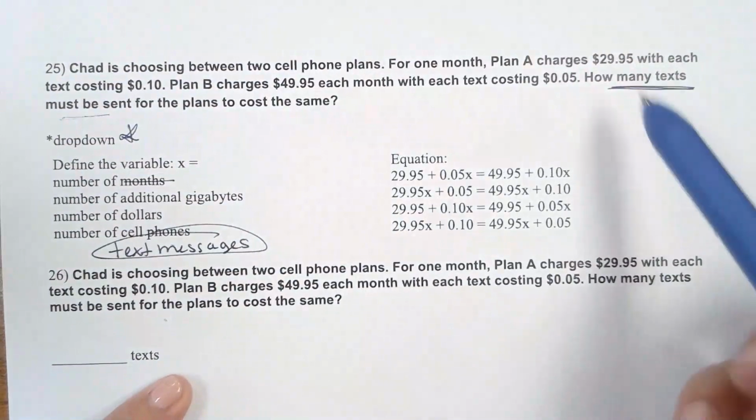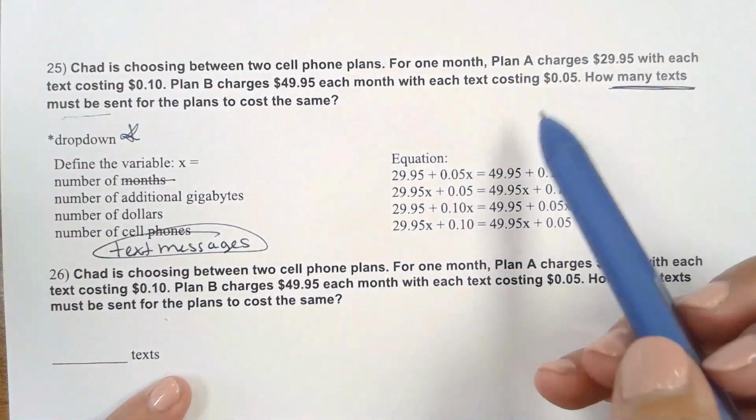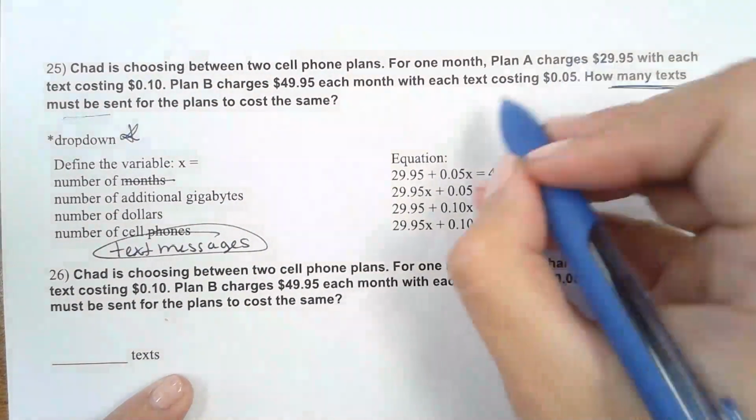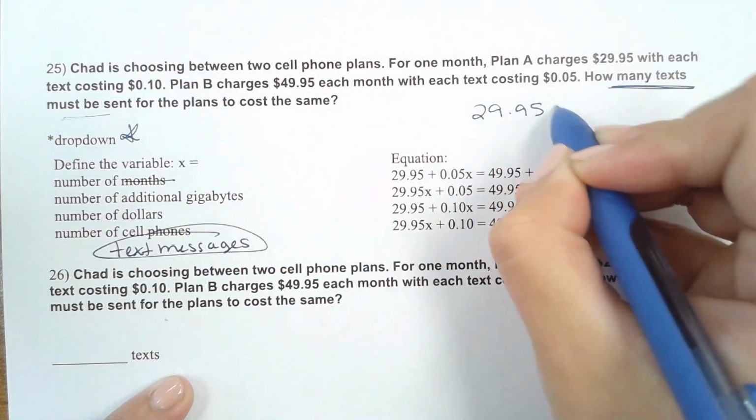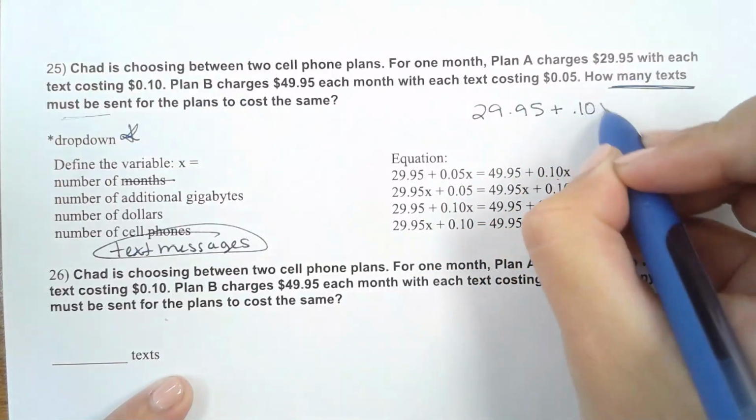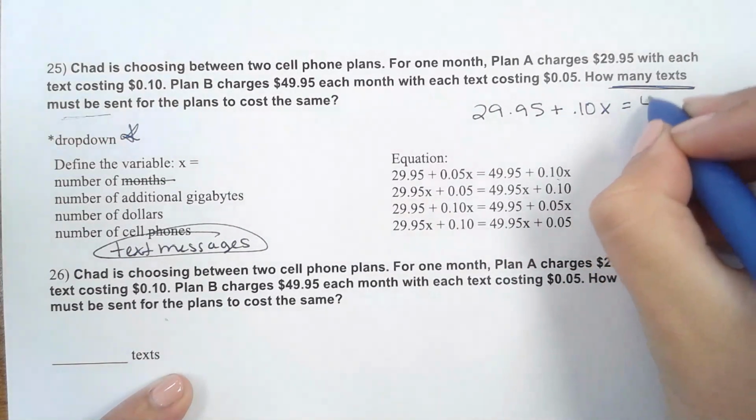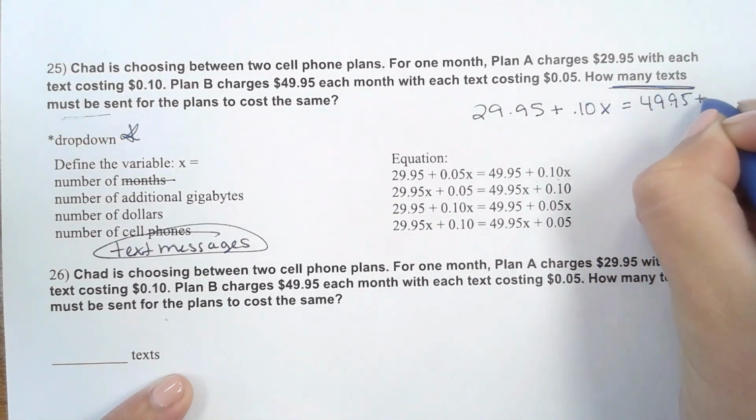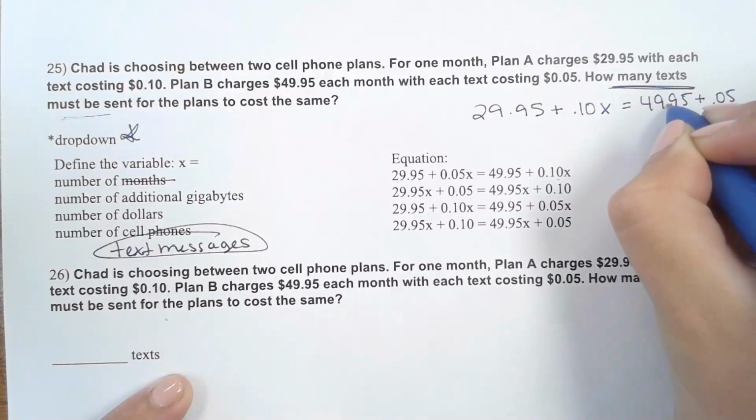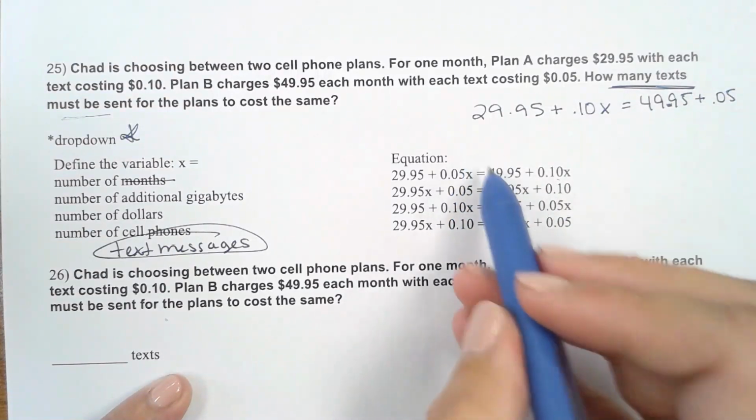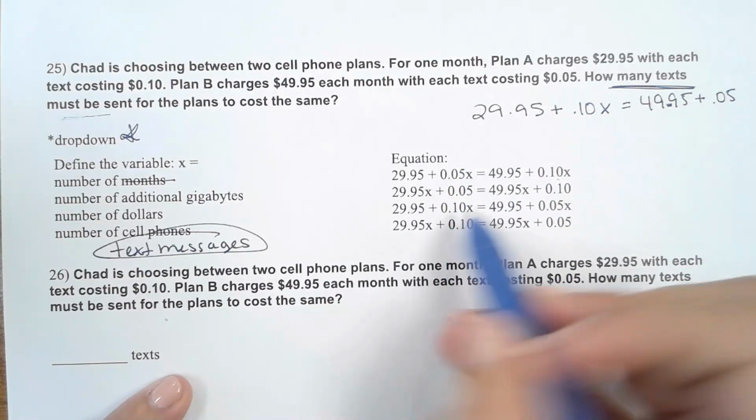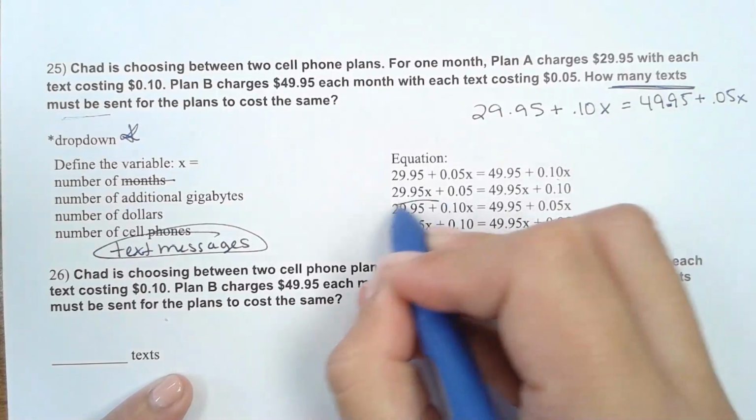All right, and then our equation. So Plan A is $29.95 plus an additional 10 cents each text, and then Plan B is $49.95 plus an additional 5 cents each text. So the equation that matches that, I forgot my x, is this one right here.